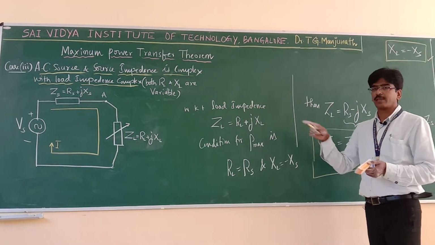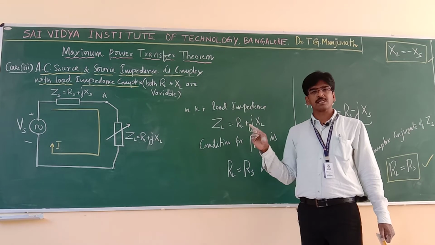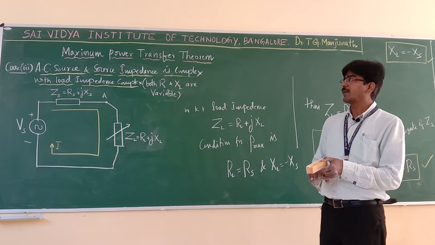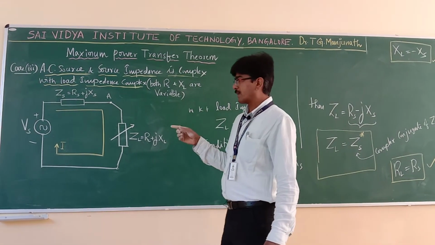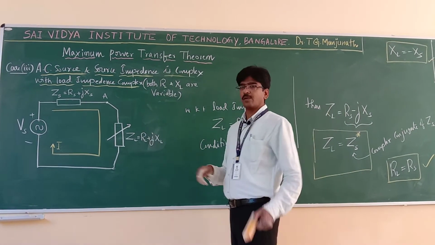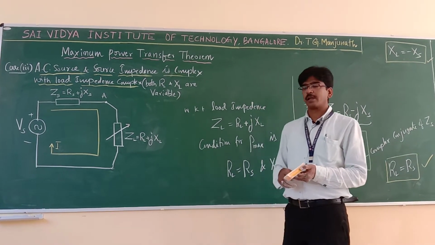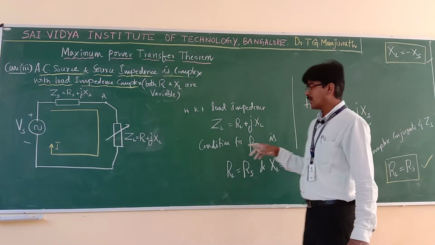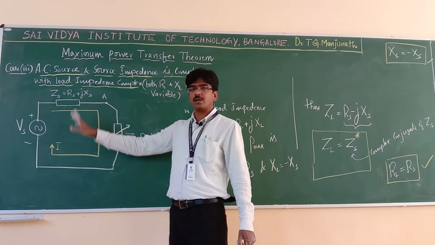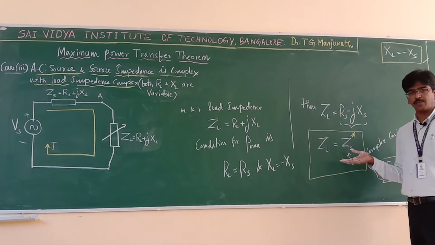So, what is the statement of the theorem? Suppose the question is asked, state and prove maximum power transfer theorem for AC circuits, then what is the statement you can say? In any linear bilateral network consisting of an AC source with complex load, with both RL and XL variable, maximum power can be transferred to the load if the value of load impedance is equal to the complex conjugate of source impedance. This way you can state the theorem. Then you can prove this theorem.